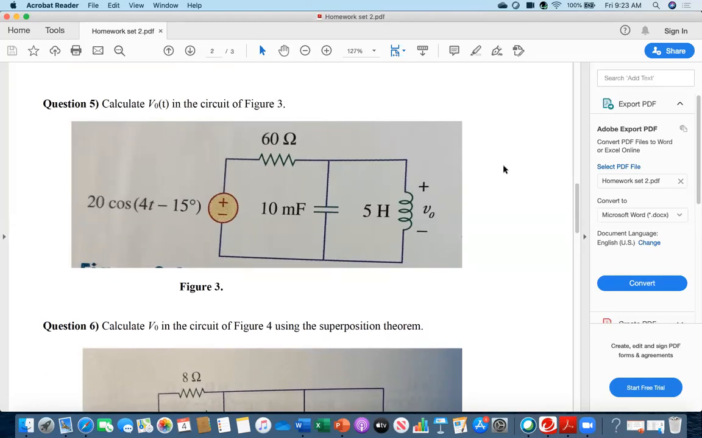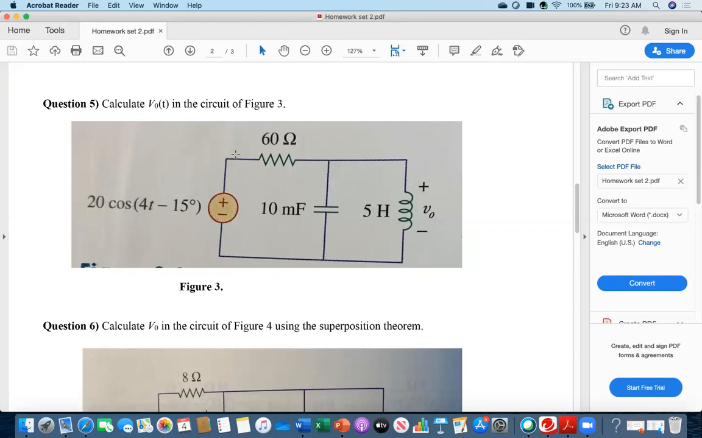Couldn't we use superposition for this if the current source or the voltage source, the AC power source, was removed, using the capacitor and the inductor as the sources? You see, there is only one source here, so you don't need to apply superposition. The superposition theorem is for when you have more than one source.